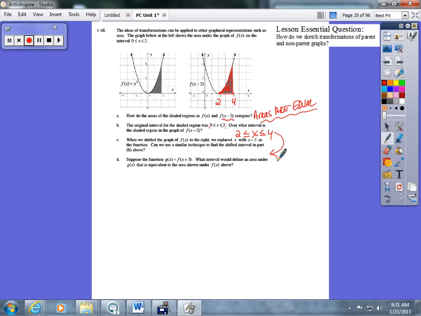Suppose the function is f of x plus 3. That means it's going to go left 3. Okay, so instead of going to the right 2, all right, here it is, we're going to go left 3. 1, 2, 3. Did the area change? No change in area. Horizontal shifts do not change area. Okay, however, our interval does change. Our interval here is now going to be -3 to -1. And again, you just look at the shift and what's been done there.